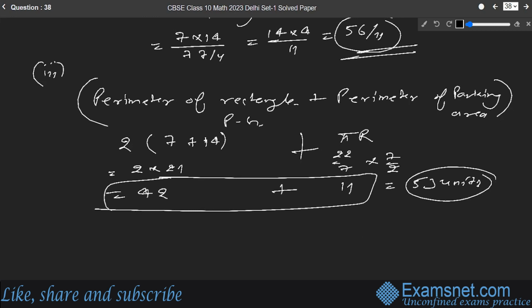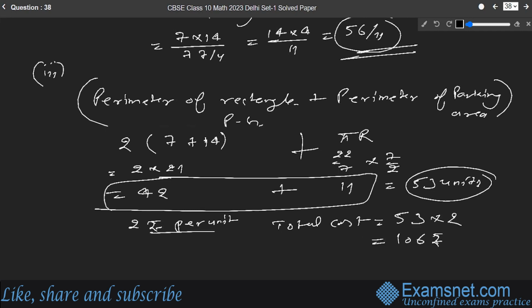Now we are supposed to know the price of fencing it. So the rate of fencing is 2 rupees per unit. So total cost will be how much? We have got 53 units, so total cost will be 53 into 2, that is nothing but 106 rupees. So that is the final answer of fencing. The perimeter of the whole area that we have is coming out to be rupees 106. That is the final answer.